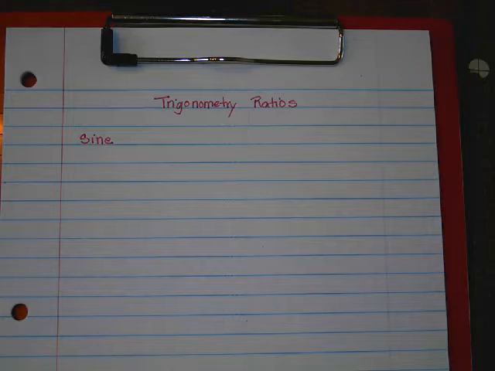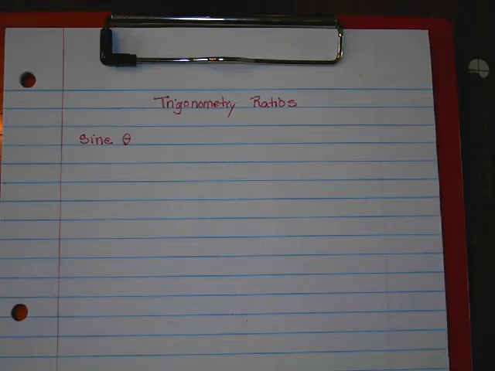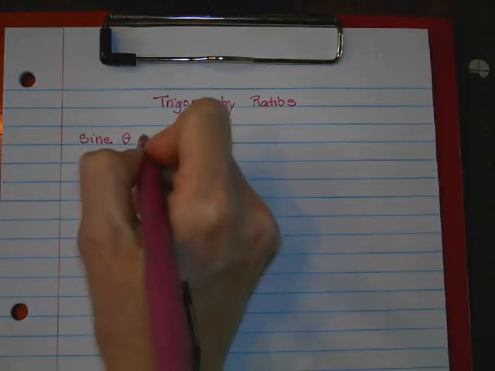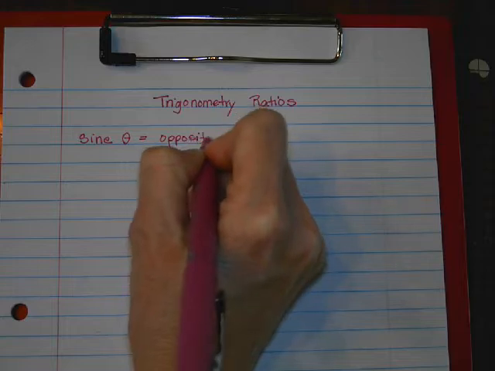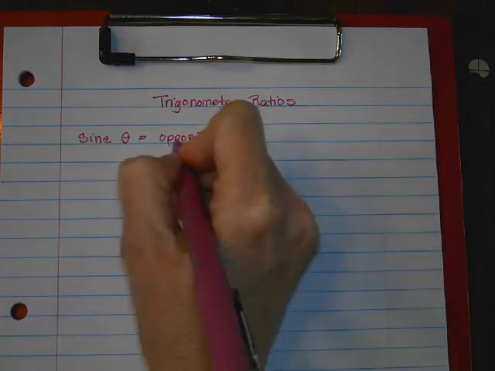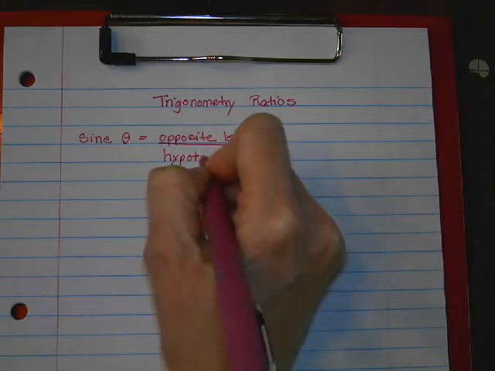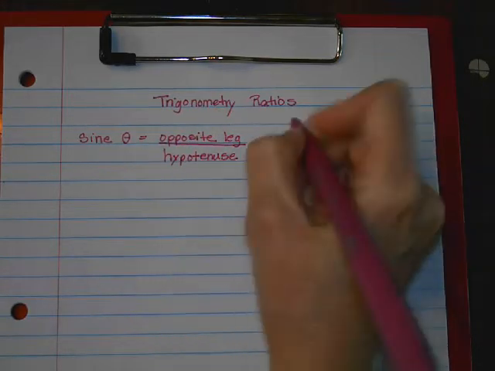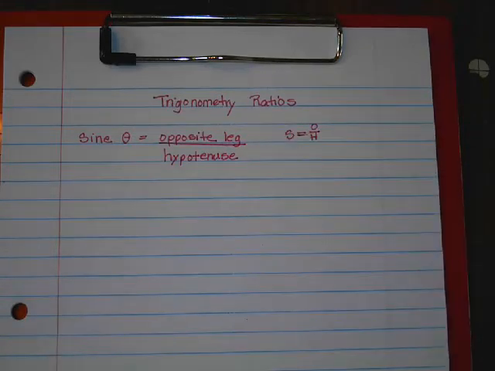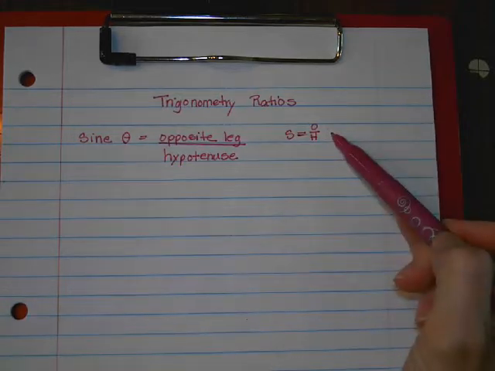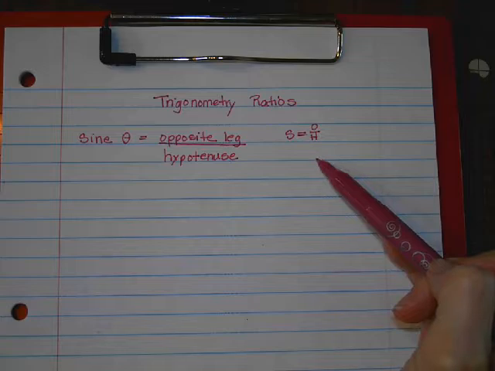So our sine ratio is going to be, they'll say theta, and theta will represent any kind of angle that we have, no matter what degree we have. So that's theta. This is equal to the opposite leg over the hypotenuse. So it's kind of like your abbreviation SOH. O for opposite, H for hypotenuse. So sine of your angle equals opposite leg over hypotenuse.